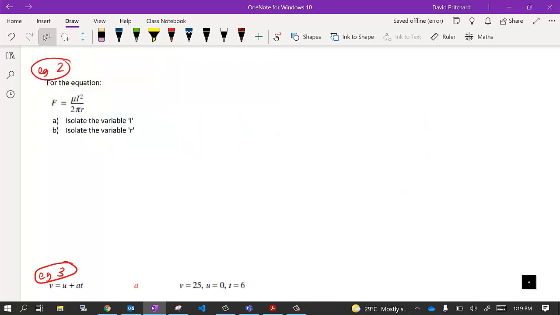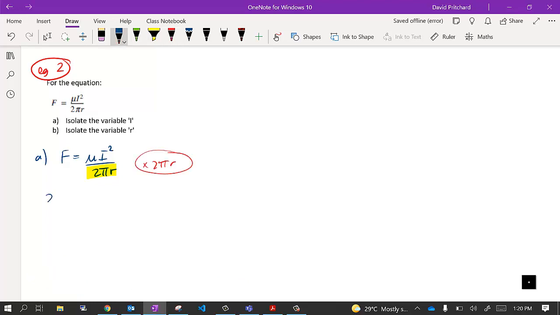A little bit more complex, this equation, we've got F is equal to mu I squared over 2 pi r. And the first one is asking us, A, isolate for the variable I. So we've got F is equal to mu I squared on 2 pi r. So the first thought should be we can deal with that. So I can multiply by the whole 2 pi r. And that means now I've got 2 pi r F is mu I squared.